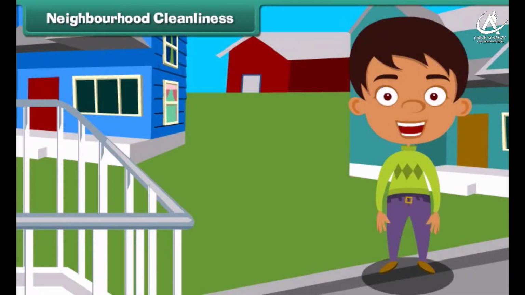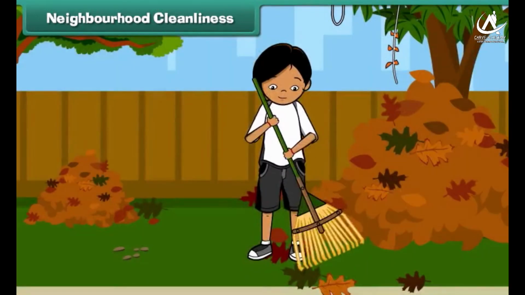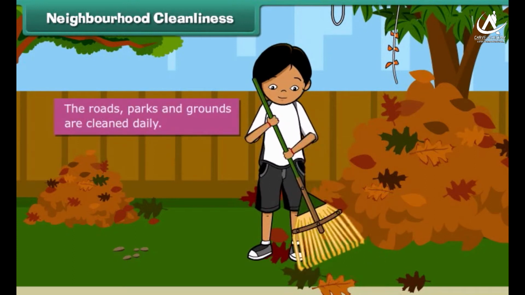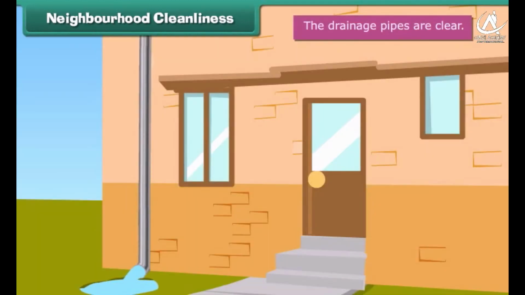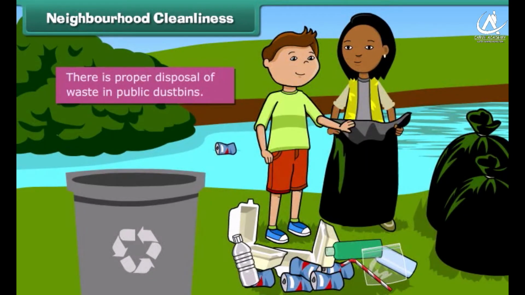Neighborhood cleanliness. From domestic cleanliness, we move to neighborhood cleanliness. To keep our neighborhood clean, we must ensure that the roads, parks, and grounds are cleaned daily, there is no stagnation of water on roads, parks, etc., the drainage pipes are clear, and there is proper disposal of waste in public dustbins.